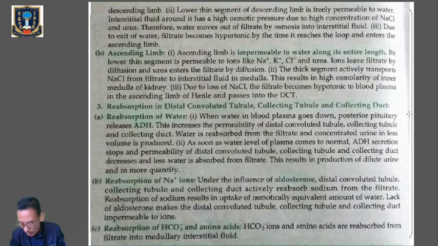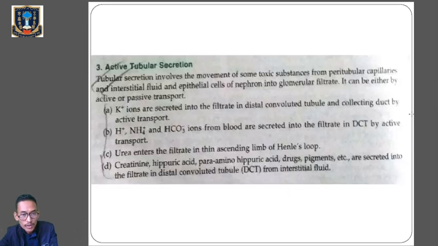Number 3 is reabsorption of bicarbonate ions and amino acids, which are reabsorbed from the filtrate into the medullary interstitial fluids. Clear? So we have the reabsorption in the DCT, collecting tubules and collecting duct. The last one is active tubular secretion. So we have 3 processes: ultrafiltration, reabsorption and secretion.